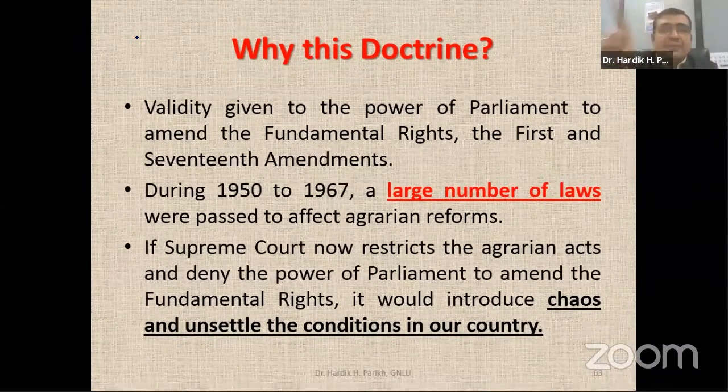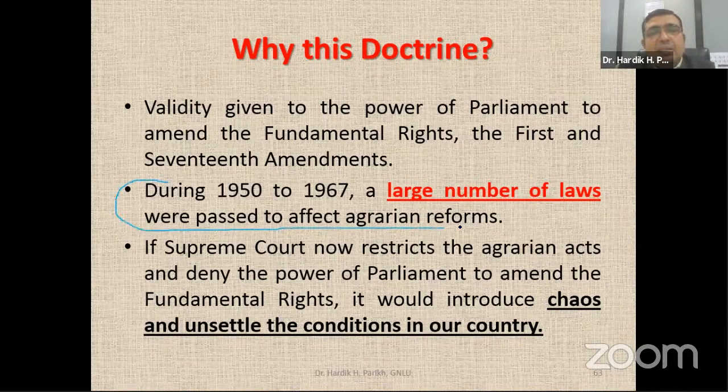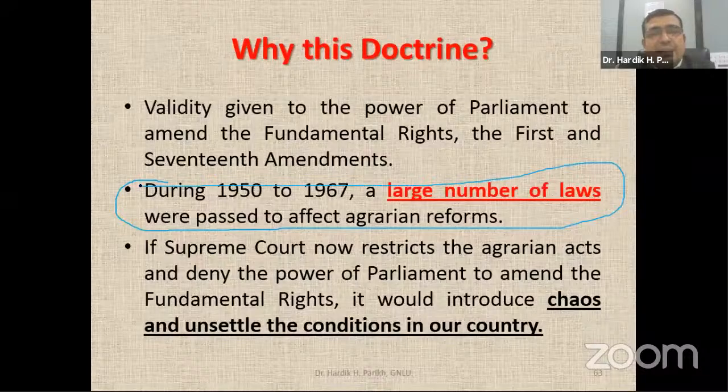Now imagine, during 1950 to 1967, I told you that after the judgment of Shankari Prasad, so many legislations came into existence which were talking about agrarian reform. And most of the agrarian reforms were mandated, advisable, and it was high time that government should take action.